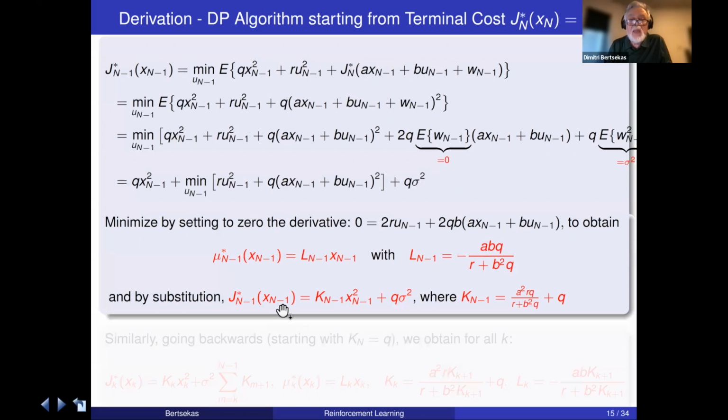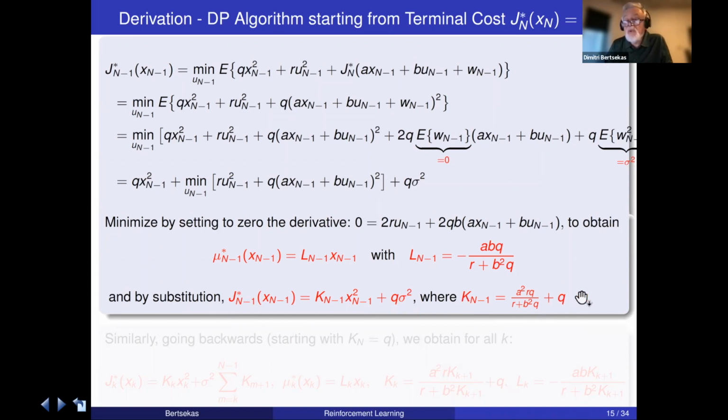In here, for example, and then obtain, after some calculation, Jn minus 1 star of xn minus 1 as a quadratic plus a constant term. The constant comes from here. The quadratic is obtained because u is a linear function of x, so this is a quadratic function of x. And we add a quadratic function, we obtain a quadratic function that has this particular form. Kn minus 1 is given by this expression here, involving a, b, r, and q.